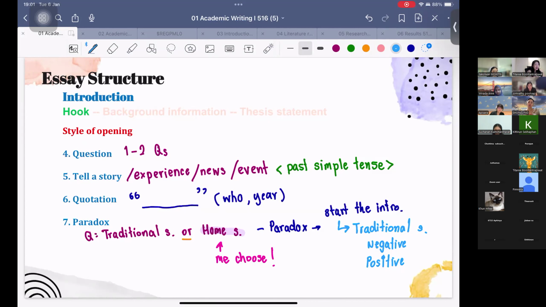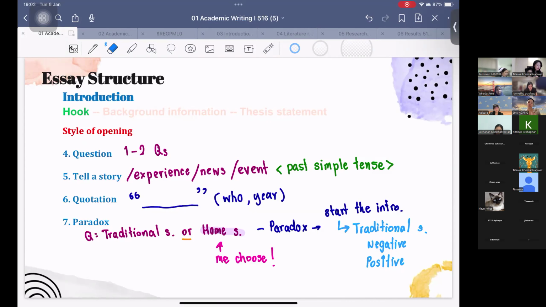So for this one, I provide an example where the question says something like, in a shorter version, choosing between traditional school or homeschool, giving you a choice and you need to choose. Again, before you write your intro, you need to read the question and come up with the answer. In this case, you need to choose first. So let's say that with this question, choosing between traditional school or homeschool, I'm going to go with homeschool.